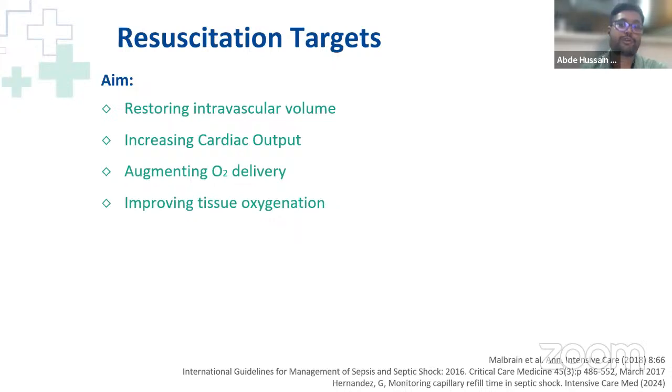So let's see. First, what are the resuscitation targets? The aim of resuscitation is restoring the intravascular volume. We have seen that because of the capillary leak, the volume that was in the intravascular compartment has come out into the extravascular compartment. Because of this, the cardiac output has decreased, so we need to target that as well. After increasing the cardiac output, we can augment the O2 delivery and hence improve tissue oxygenation. But delivery of oxygen cannot always mean that oxygen extraction by tissues is there.